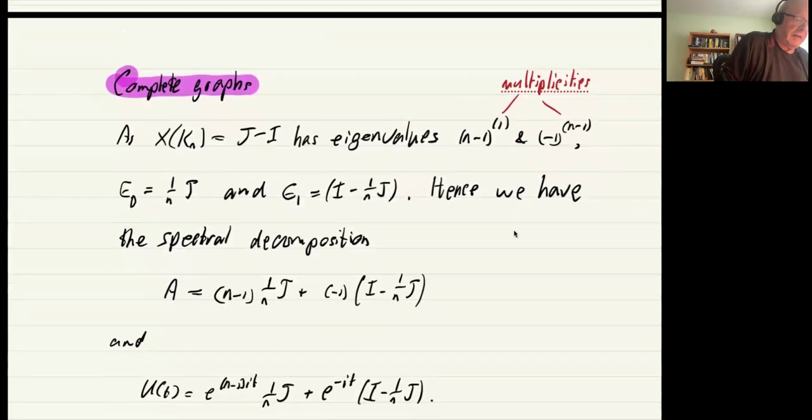It's natural to say, well, we've done the path on 2 vertices and the path on 3 vertices. What about the path on 4 vertices? Well, you'll have to wait. The answer is more complicated.